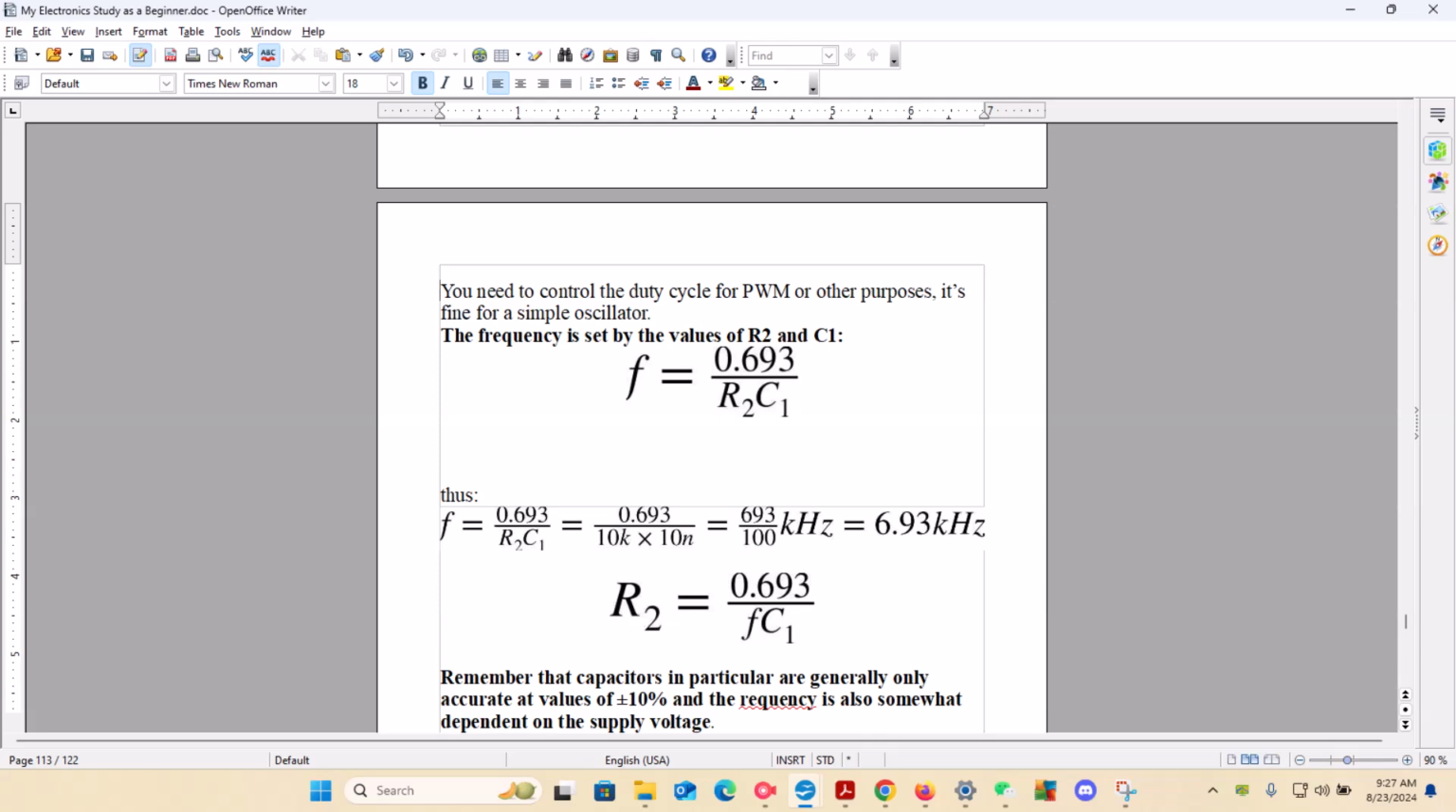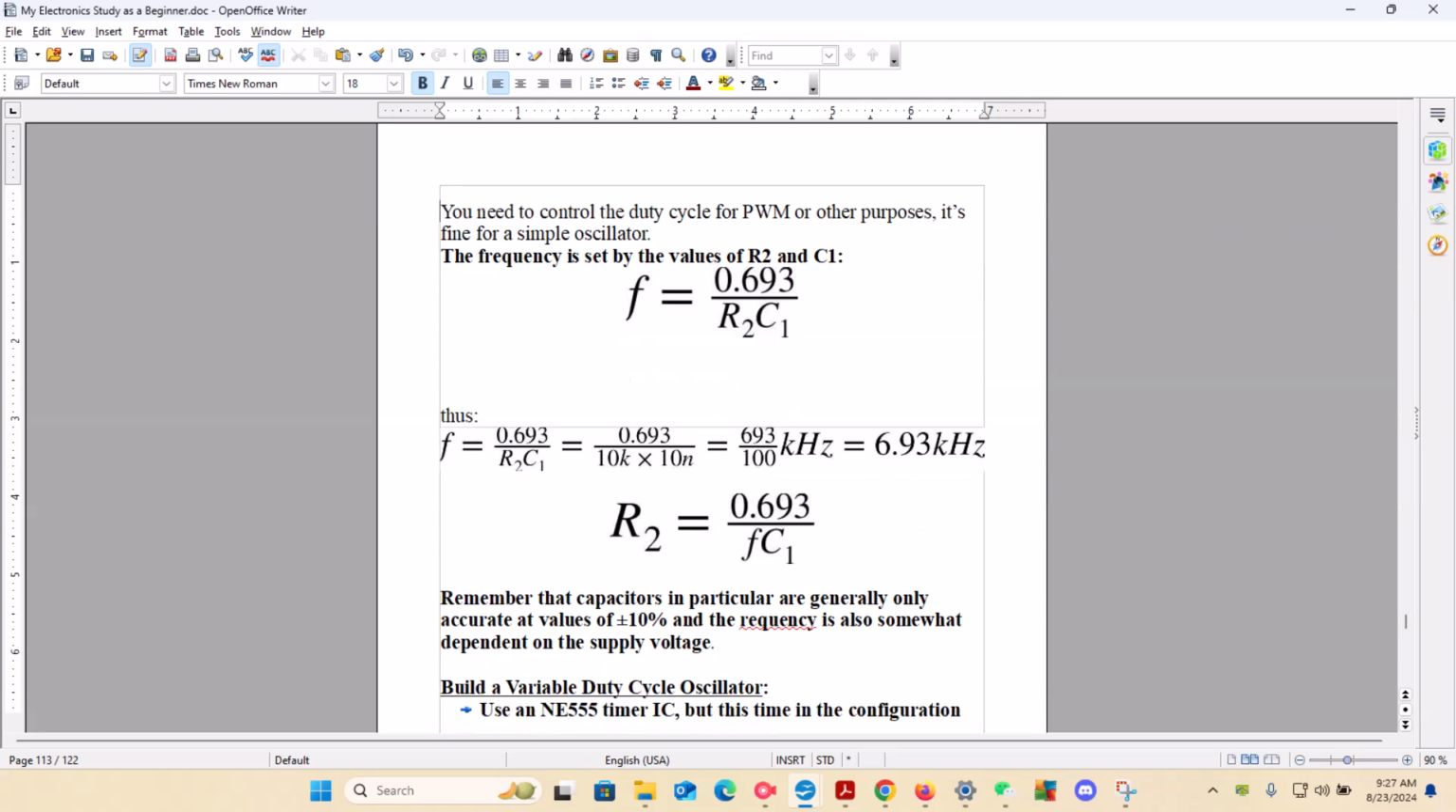And that will be equal to 693 divided by 100, in terms of kilohertz, because we want to focus on the application of the signal itself. Excuse me, the frequency of the signal, which is 6.93 kilohertz. And then we also need to consider how we can calculate R2. For resistance R2, we take 0.693, which is constant, and divide it by the frequency times capacitor 1. So you kind of just flip it over.